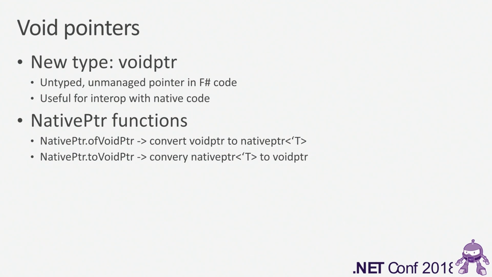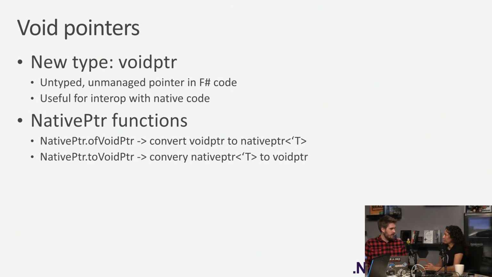You can convert from a void pointer to a native pointer of T, and you can convert from a native pointer of T to a void pointer. The difference is that one is typed and the other is untyped. So you could say, okay, void pointer is just some stuff, but a native pointer of type T is tied to an actual type, right? Okay. And so you could bridge the gap there pretty easily, whereas doing that before was a lot more challenging in F#, and most people probably wouldn't even try it.